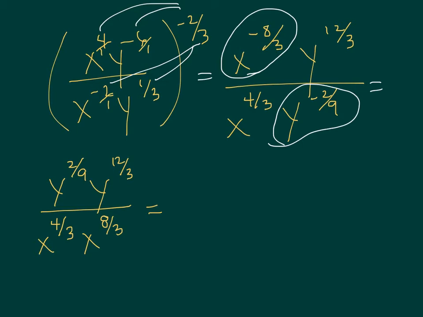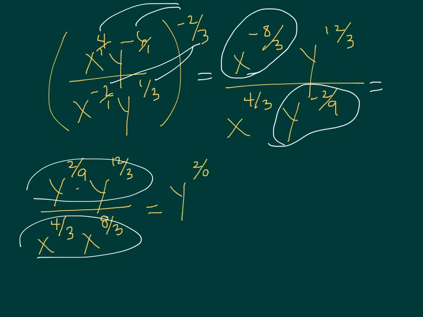Our next step is to put these together, to put y's with y's and to put x's with x's, but you'll notice when we do this, we add exponents. So what I've really got here is y to the 2/9 plus 12/3. And on the bottom, I've actually got x to the 4/3 plus 8/3 because we add those exponents.